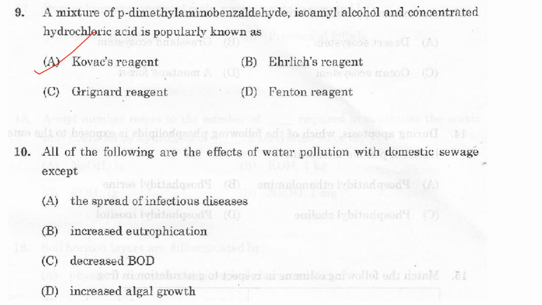All of the following are effects of water pollution with domestic sewage except the spread of infectious disease. Yes, domestic sewage can contain pathogens like bacteria, virus, certain parasites that can spread infectious disease. Increased eutrophication, yes, domestic sewage can also contain nutrients like nitrogen and phosphorus that can result in excessive plant growth and lead to eutrophication.